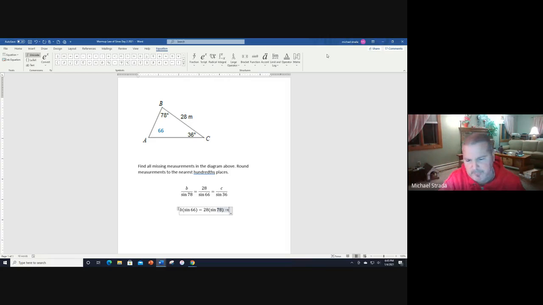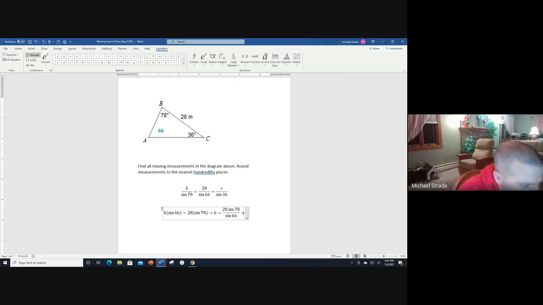To solve for B, I'm going to divide both sides by sine 66, that way it cancels out. So B equals 28 sine 78 divided by sine of 66. Everything else is done in the calculator. I'm going to do 28 sine 78, and then divide that by the sine of 66. B comes out to be 29.98, which rounded to the nearest hundredths place would be 29.98.